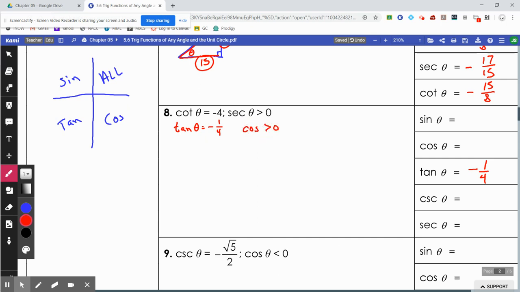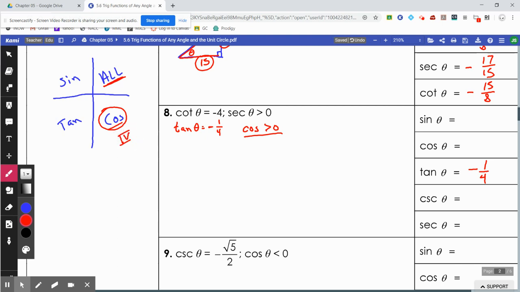Because again, I don't like working with secants and cotangents and all that. I like sine, cosine, and tangent. So where is cosine positive? That's either here or here. However, it also has to be a place where tangent is negative. Tangent is positive here, so we have to be in the fourth quadrant.